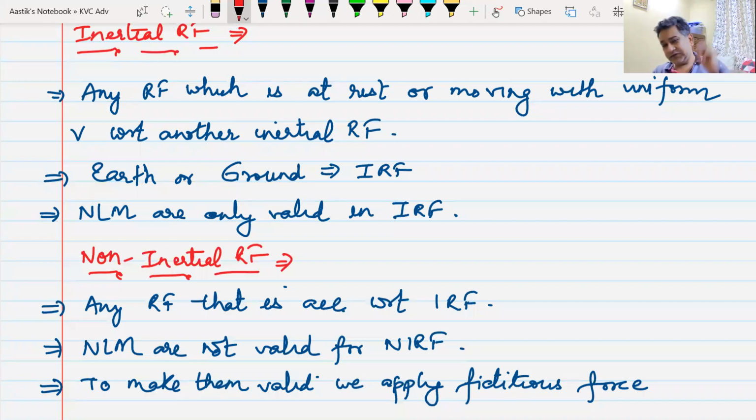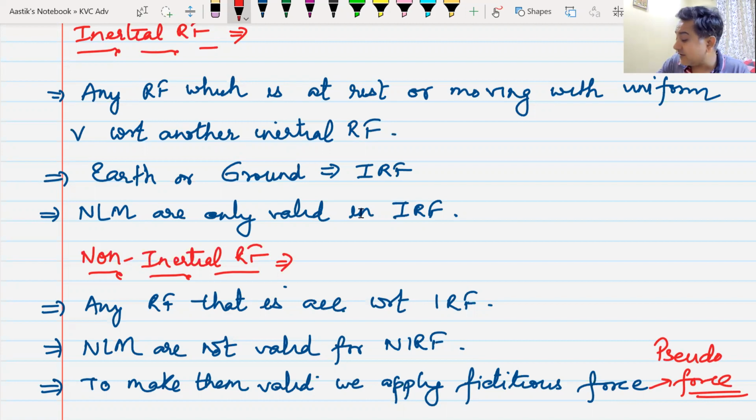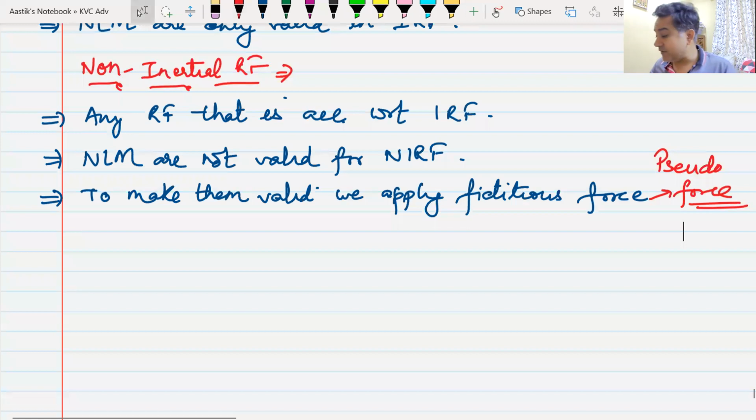So we sort of add a term in these Newton's laws. We apply a fictitious force, and that fictitious force is known as the pseudo force. Pseudo means fictitious, it does not occur naturally. It's not a force that occurs by interaction of particles. It is not a real force at all. It is an imaginary force. Do we understand pseudo force? Yes or no? I hope everyone is noting it down.